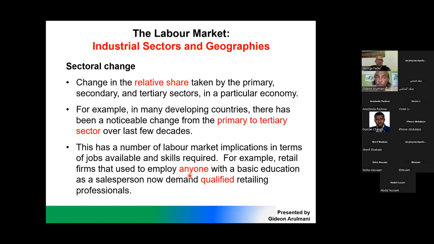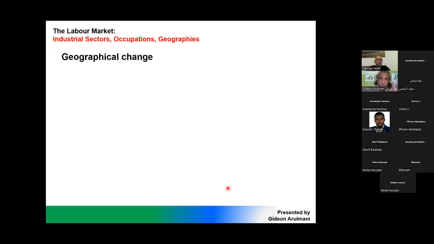Today, that's no longer possible. Anyone with a basic education could have been a salesperson. Now, today, the demand is for qualified retailing professionals. That's the change. So it might be that you have a very enthusiastic young person who would make a good salesperson, but without this qualification of a diploma or a certificate, finding a job could become difficult. This is what sectoral change means.